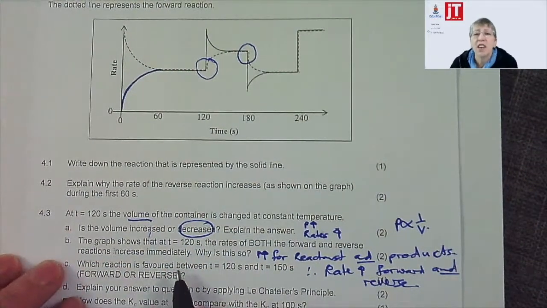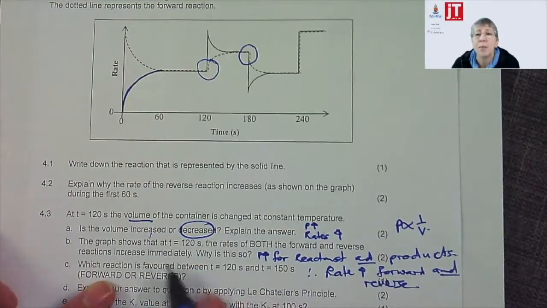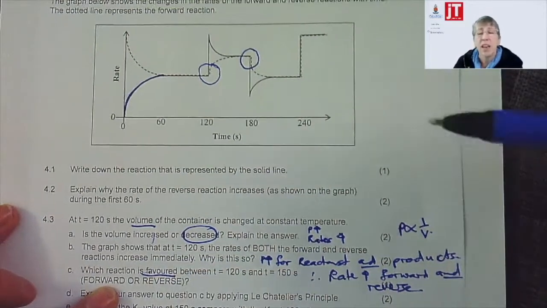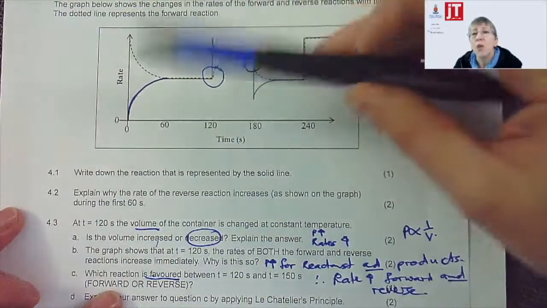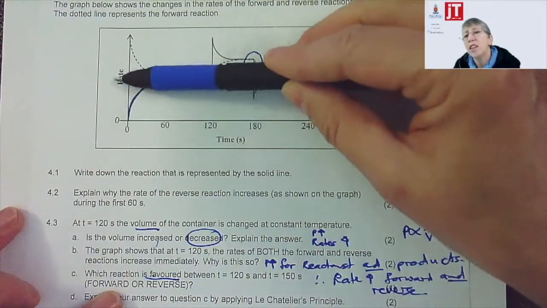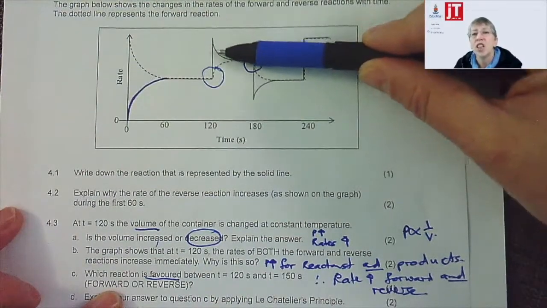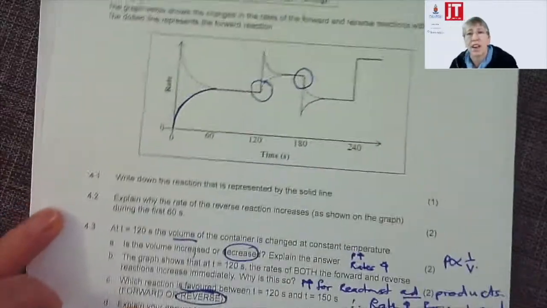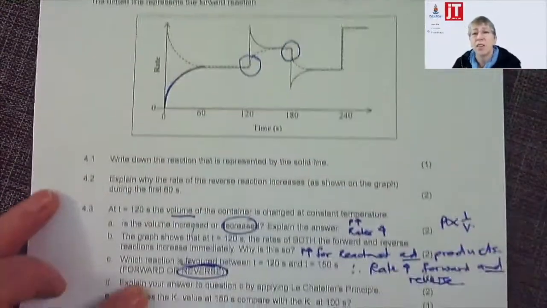Right, which reaction is favored between 120 and 150? What does favored mean? Favored means it's faster than the other one. So if you look at here, between 120 and 150, who's got the higher rate? Remember, rate increases upwards. So who's got the higher rate? The solid line, and the solid line was our reverse reaction. So you just have to look at the graph to see it's got a higher rate, right?